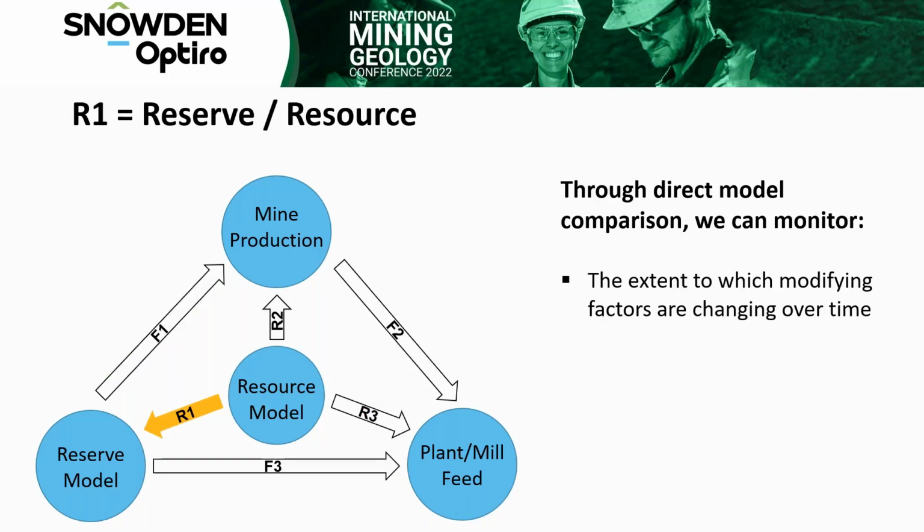Just breaking each of those R factors down. And again, rather than putting it into a table like Harry Parker had done, I've just tried to split it out into the diagram. But obviously R1 is that direct comparison between the reserve and the resource. And that really does just monitor the extent of those modifying factors that are changing over time. So those planned modifying factors.